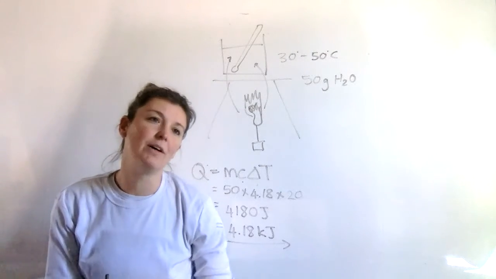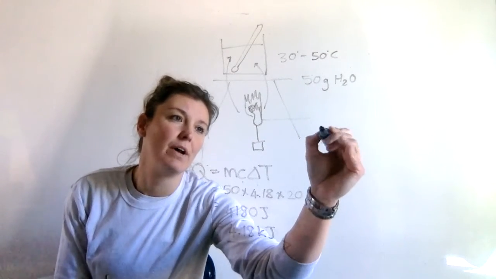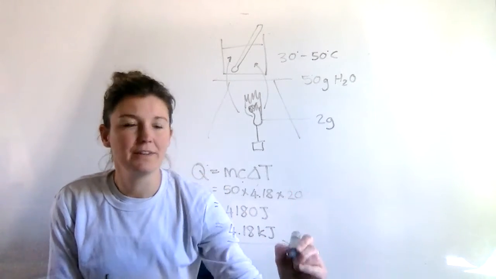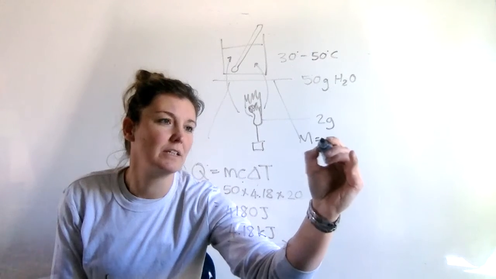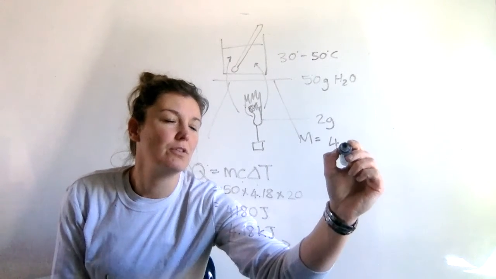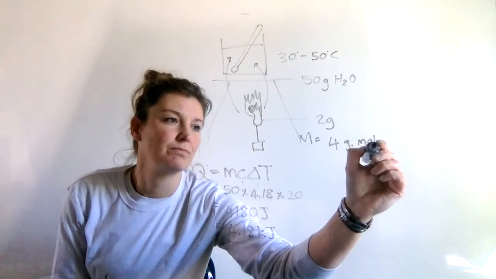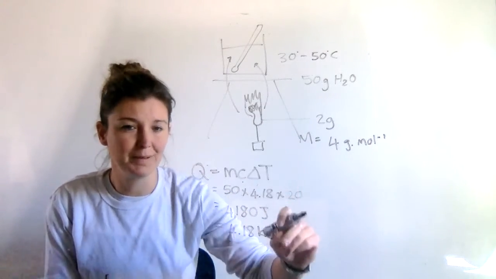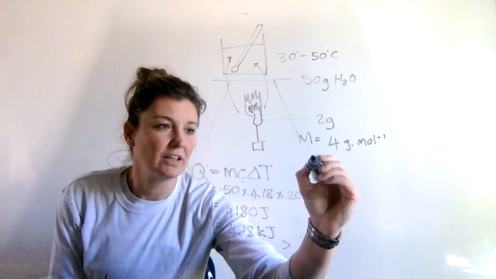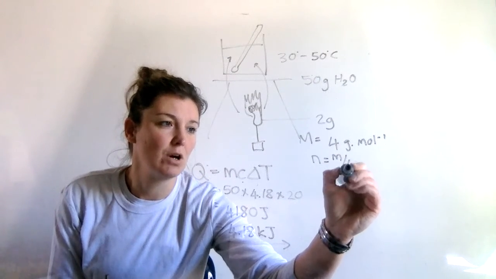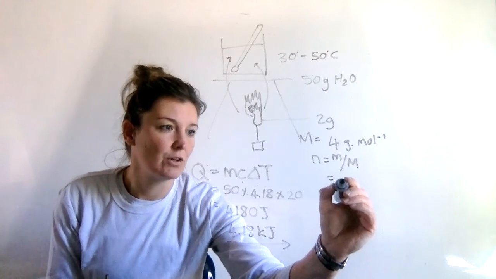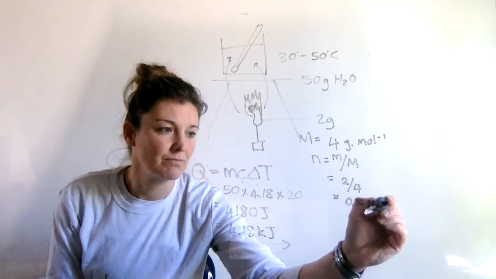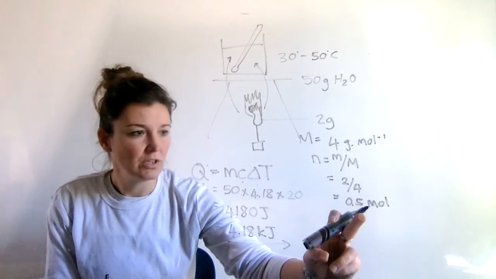So imagine we have a peanut that weighs 2 grams, okay, and the molar mass of the peanut is 4 grams per mole. What we need to do now is find the amount of moles for this peanut, and the calculation that we use is n equals little m over big M, the molar mass. So we've got 2 grams divided by 4, and that's going to give you 0.5 mole. Right, so now we have the amount of moles, 0.5 mole.